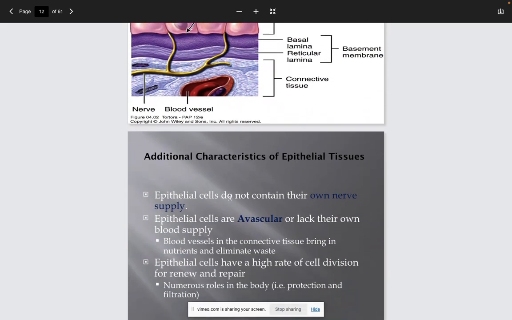So epithelial cells do not contain their own nerve supply. Again, this is within the connective tissue. And epithelial cells are avascular, meaning they lack a blood supply. Blood vessels in the connective tissue bring nutrients and eliminate waste.